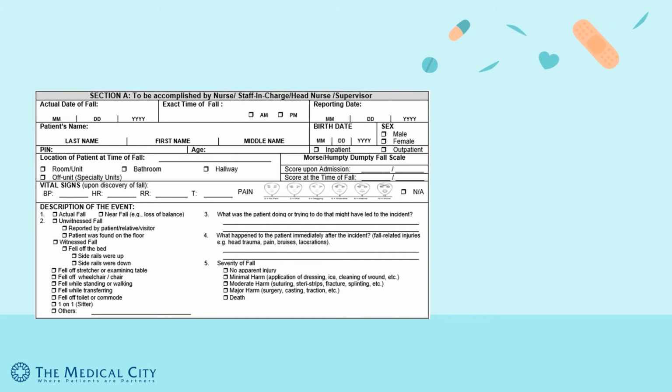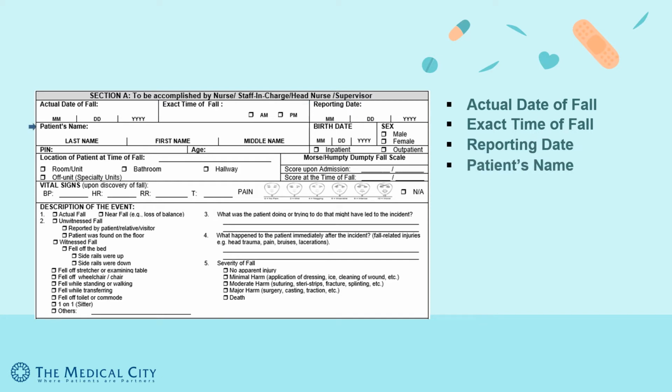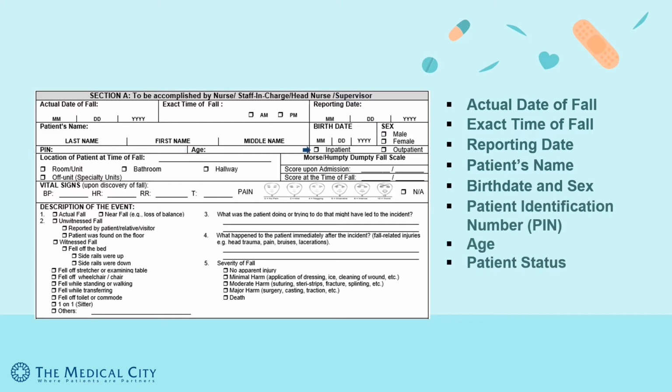This section consists of the following information: the actual date and exact time of fall, the reporting date, patient's complete name, birthday, and sex. Also, take note of the patient identification number, age, patient status, whether the patient is admitted or undergoing outpatient procedures within the hospital. Furthermore, the obtained score from the fall scale. We use the Morse Fall Scale for adults and Humpty Dumpty Fall Scale for pediatric patients.